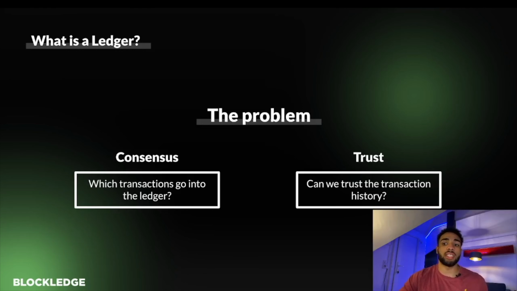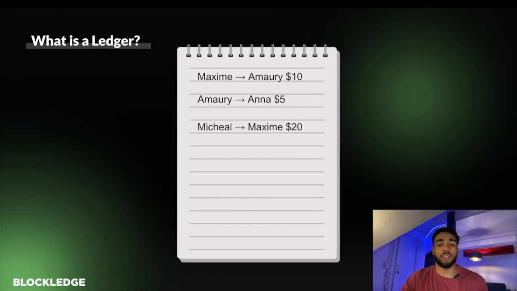So that is consensus. And trust: can we actually trust the transaction history, which is my first transaction, right? So let's say this first transaction, can we actually trust that it was $10 and not $100? Because if I wanted to, I could go in and add a zero. So this way of tracking data with a paper ledger is pretty much useless because there's no way to track these things.